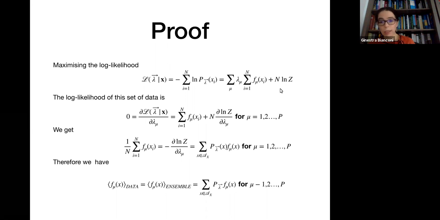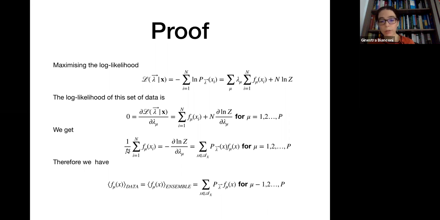Now you have this log likelihood, and you want to find the value of lambda which maximizes it. So you derive with respect to each lambda mu. When you derive the first term, you get just the observable calculated on the values that you are really observing, the values of the observable calculated on your data, plus n times the partial derivative of the logarithm of the partition function with respect to the Lagrangian multiplier lambda mu.